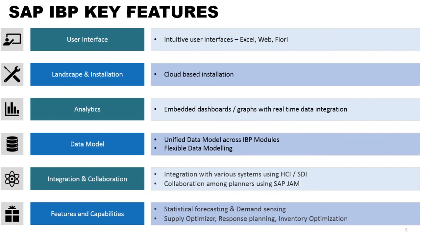So next thing is integration and collaboration. Just now we discussed, we have CPI, SDI, or RTI, which help you to push and pull the data between the systems. Okay, then the features we just now discussed. So these are some of the key features of IBP. So any doubts so far?